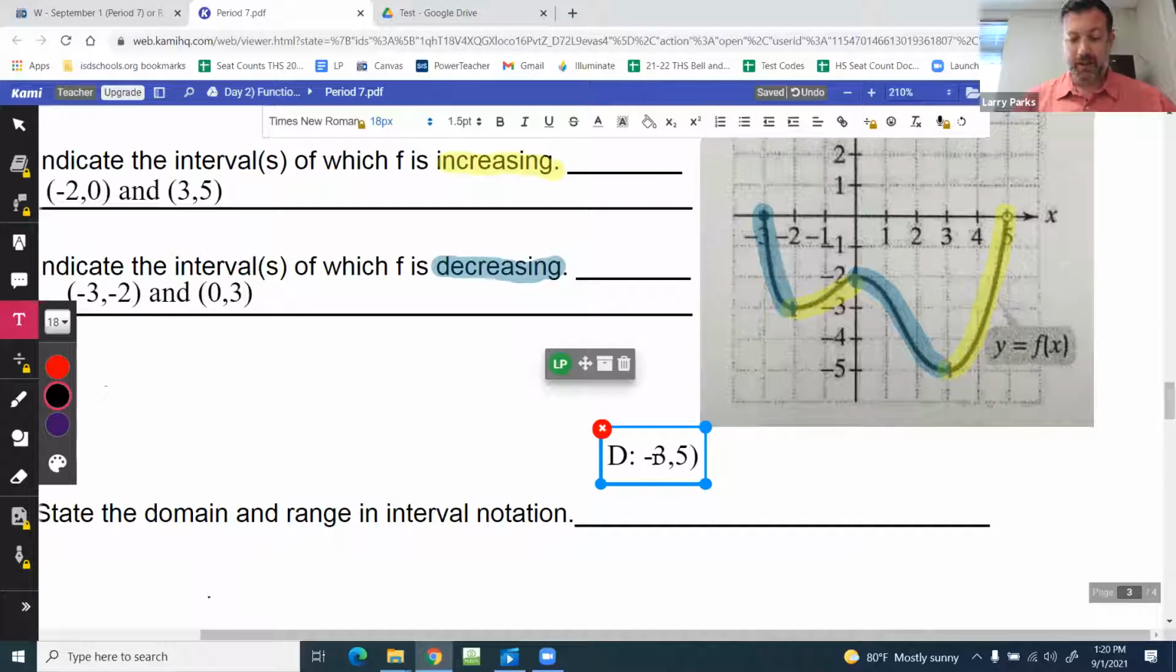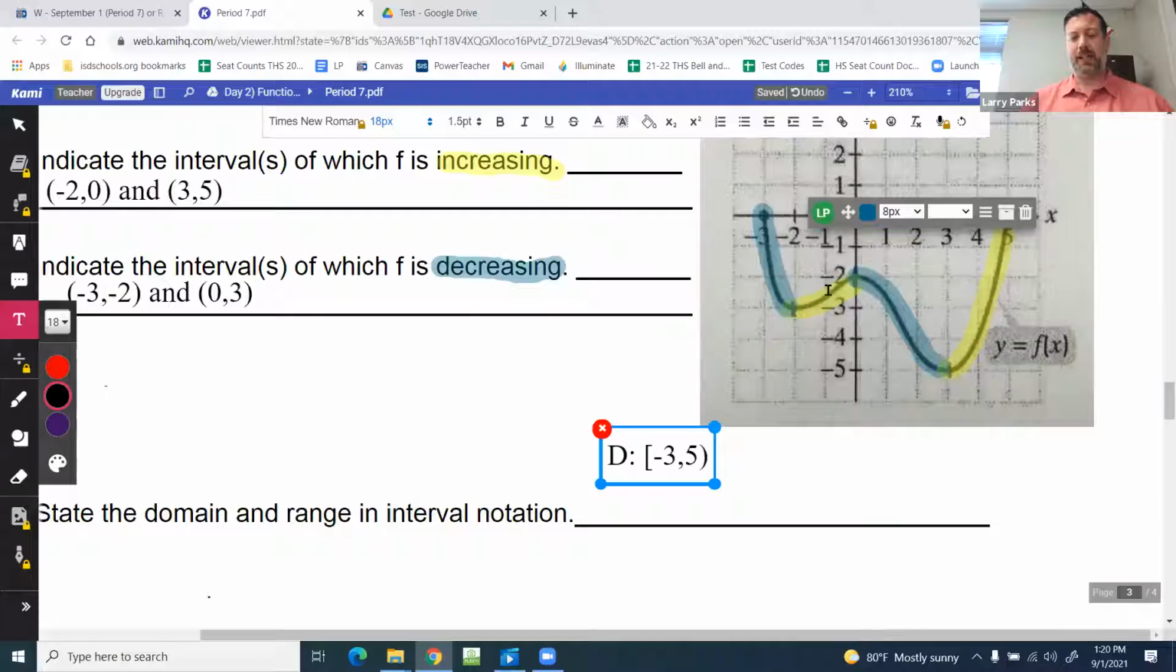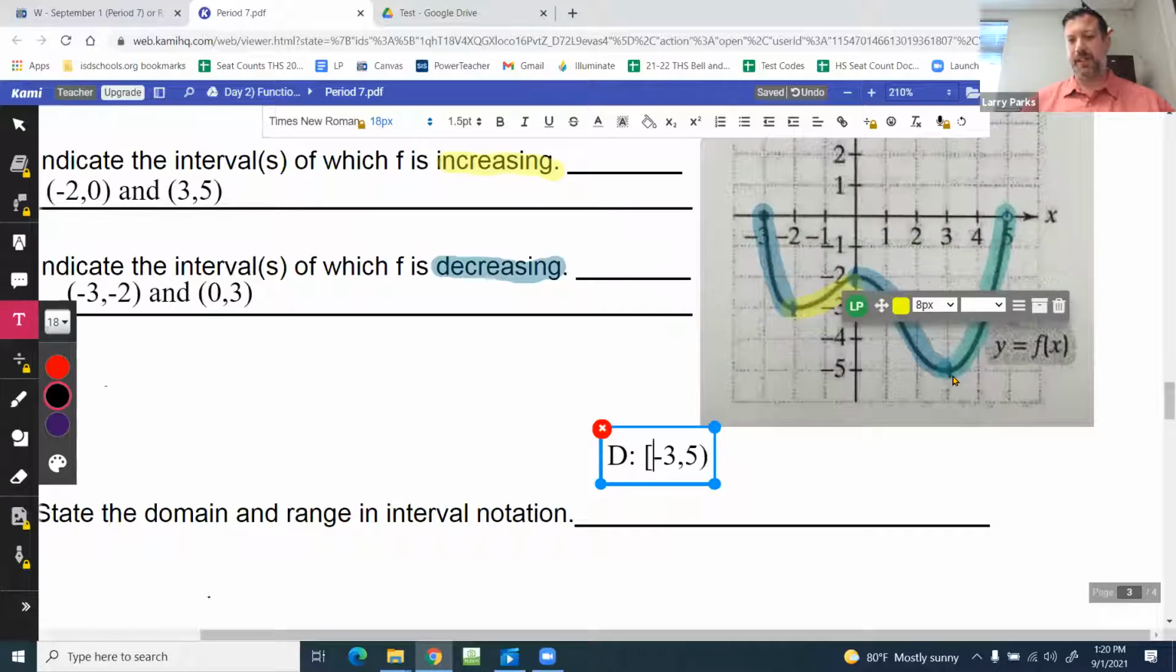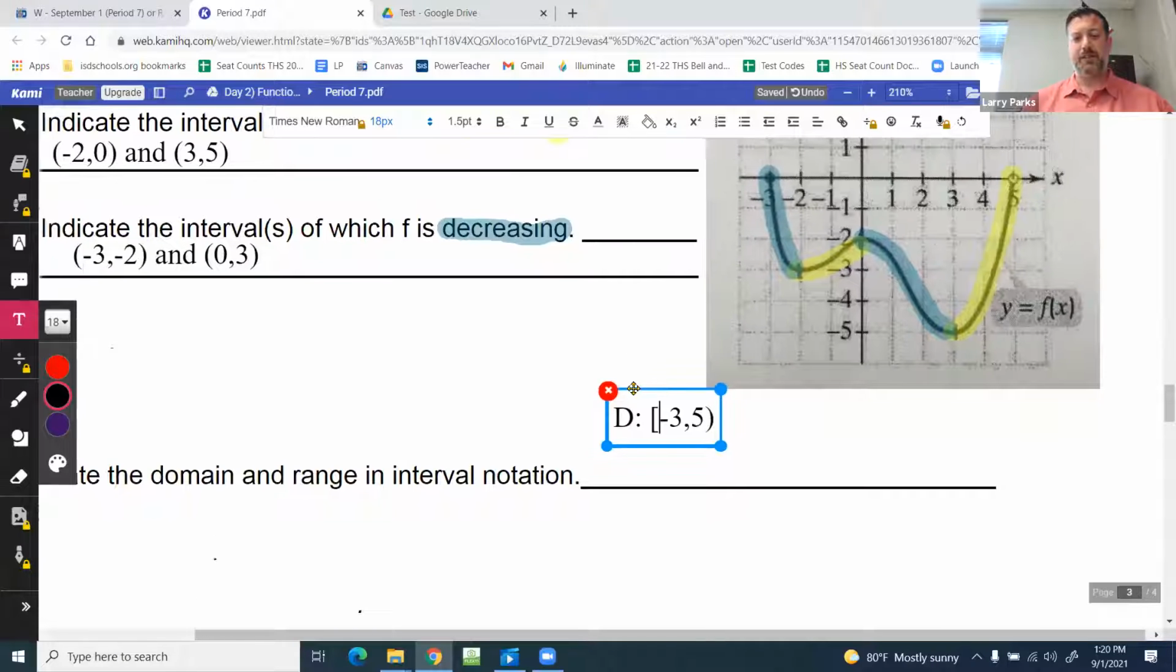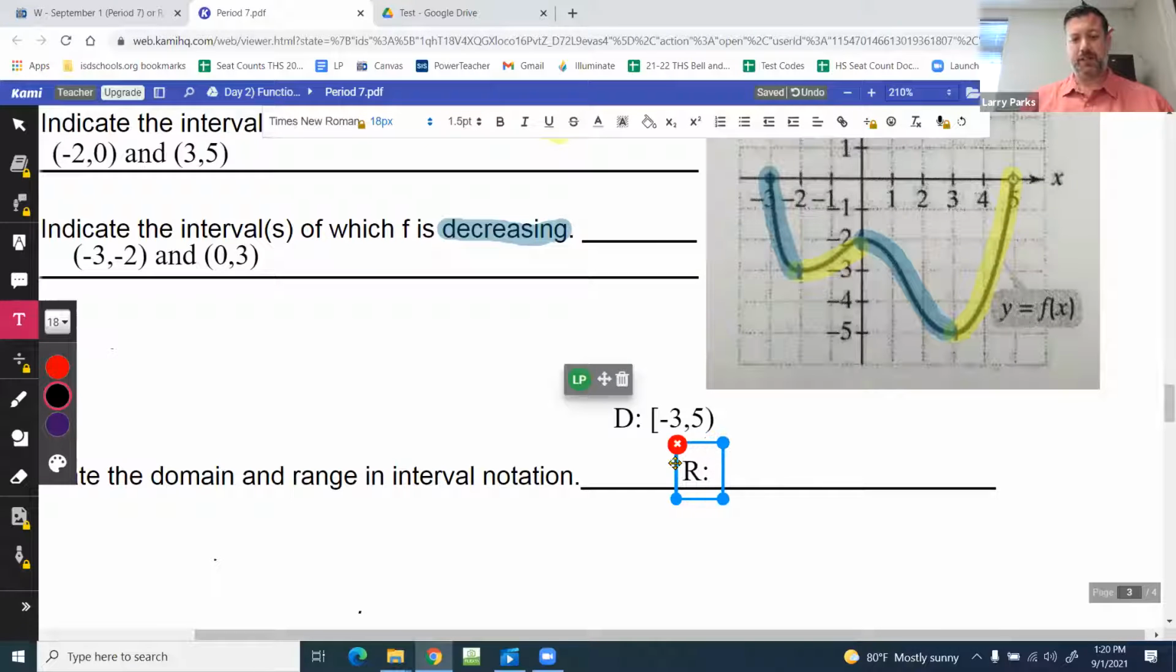Now, let me see if I can find my bracket. There we go. Nope, not that one. There we go. So that means that includes -3, but it does not include 5. And notice 5 is an open circle. For range, up and down, looks like the lowest value is -5, and it goes up to 0. So I'd say range has -5, including -5, and it goes up to 0, including 0. Okay, so that is the domain and the range.